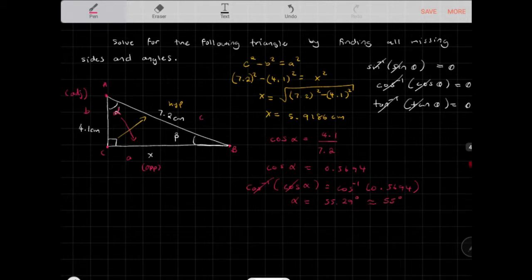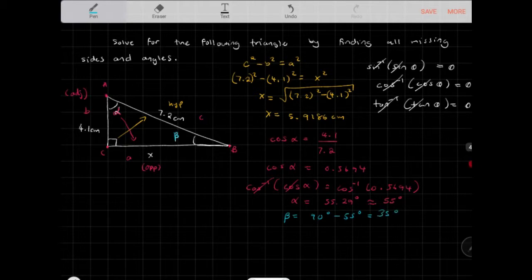So if alpha is 55 degrees, you can then solve for beta, because beta is complementary to alpha, right? Alpha and beta are complementary angles. In this case, beta should be equal to 90 degrees minus alpha, which is 55 degrees, so 90 minus 55 is 35 degrees.